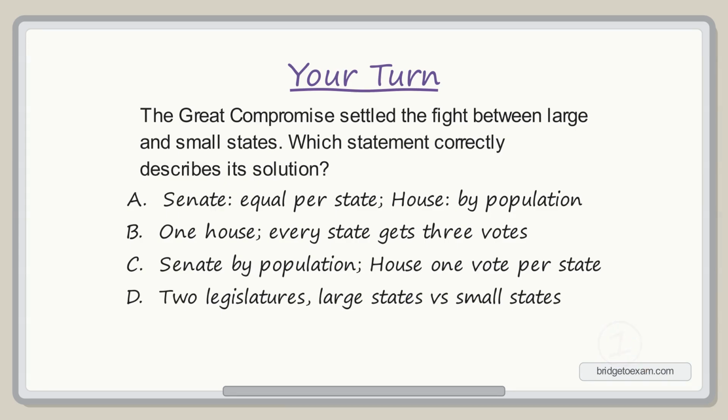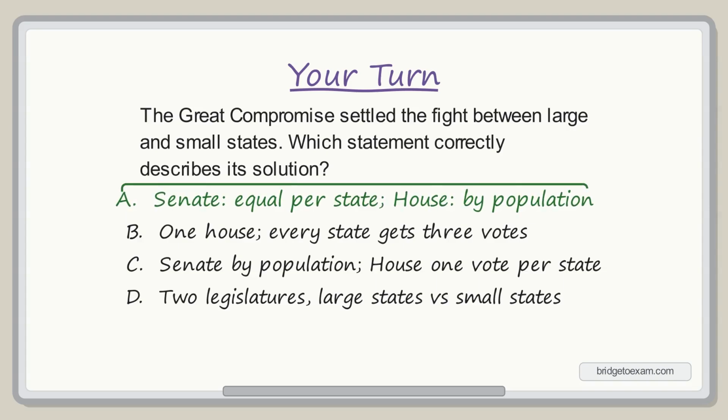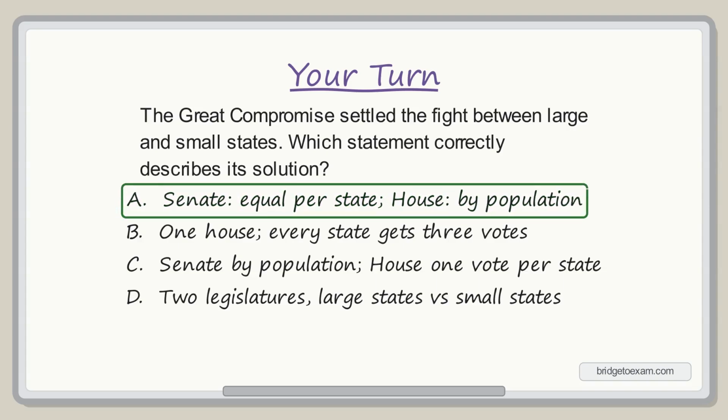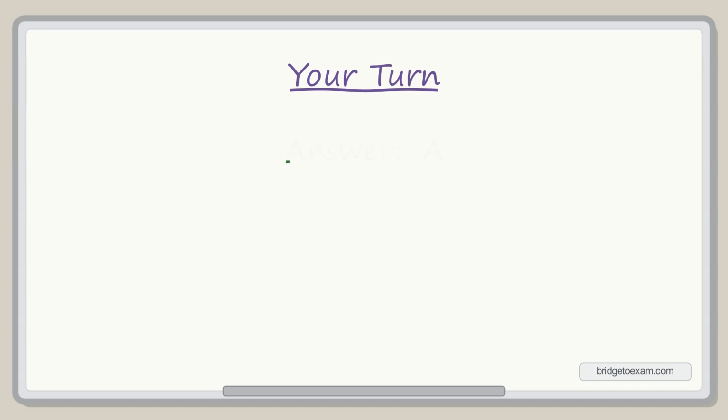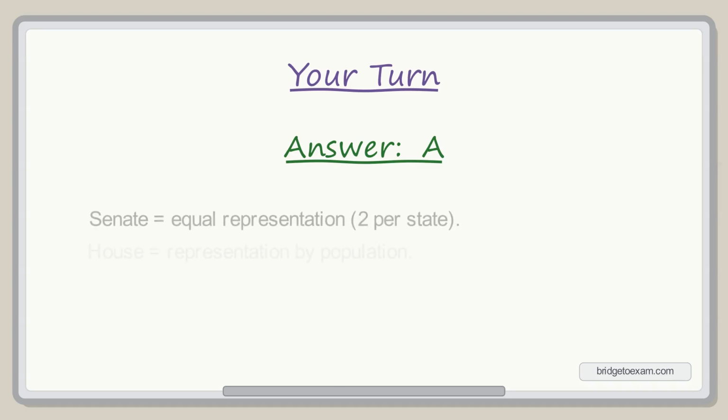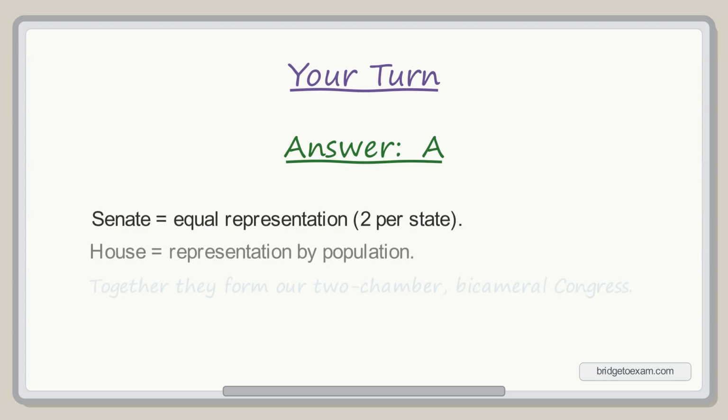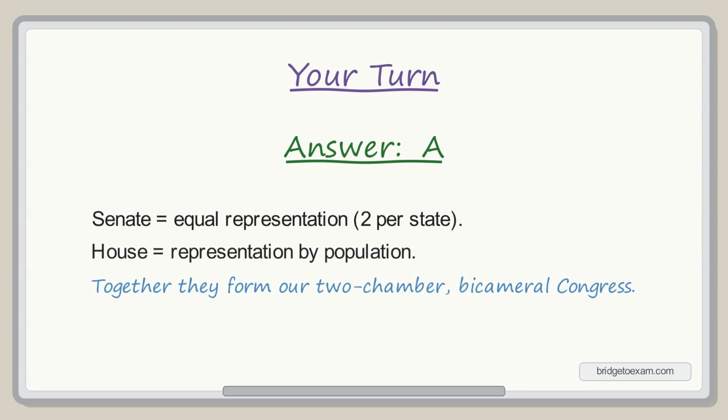The answer is A. The Senate gives every state equal representation, 2 seats each, while the House gives seats based on population. That two-chamber structure, equal in the Senate, by population in the House, is the bicameral Congress we still use. Big picture, the Great Compromise is why we have both a Senate and a House.